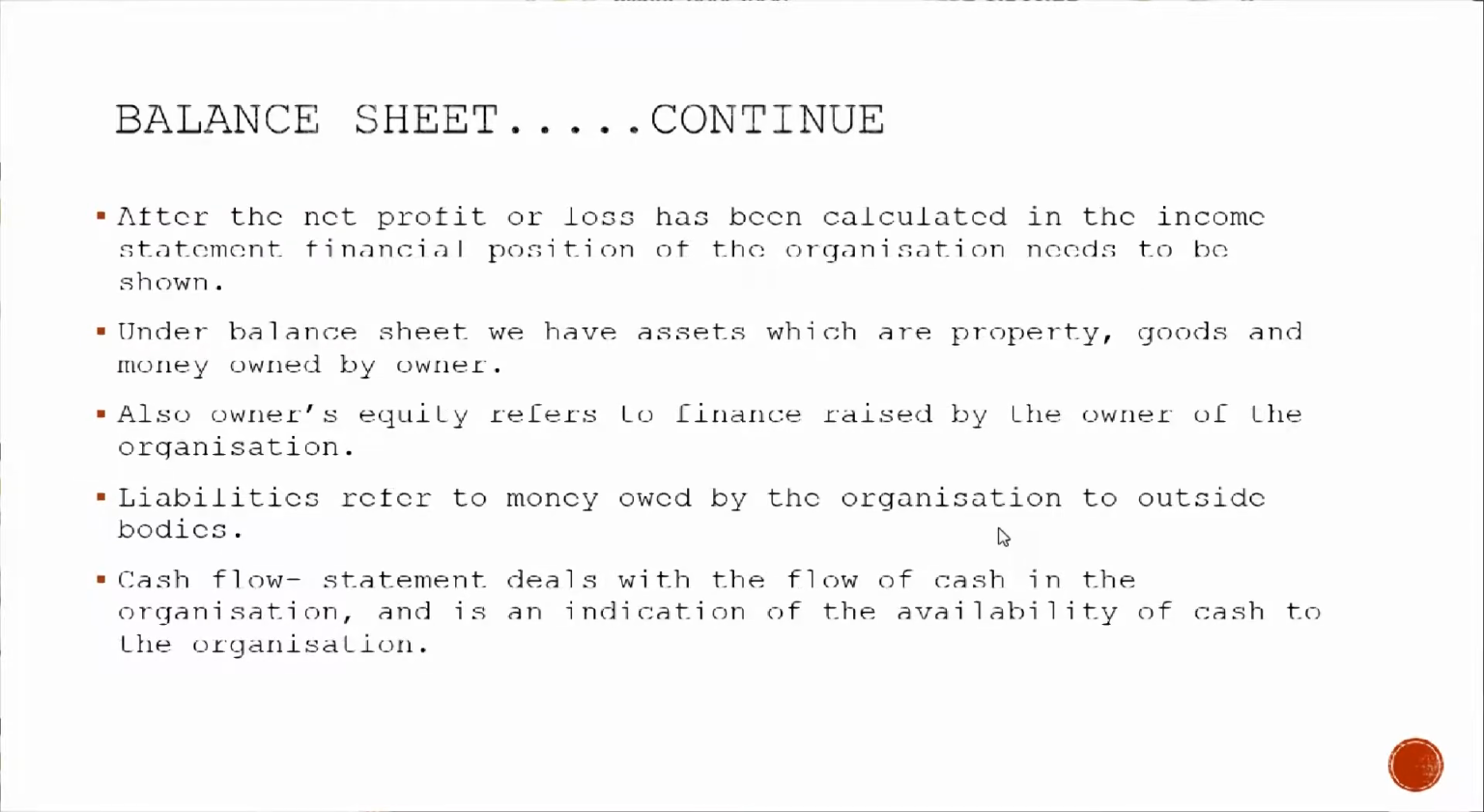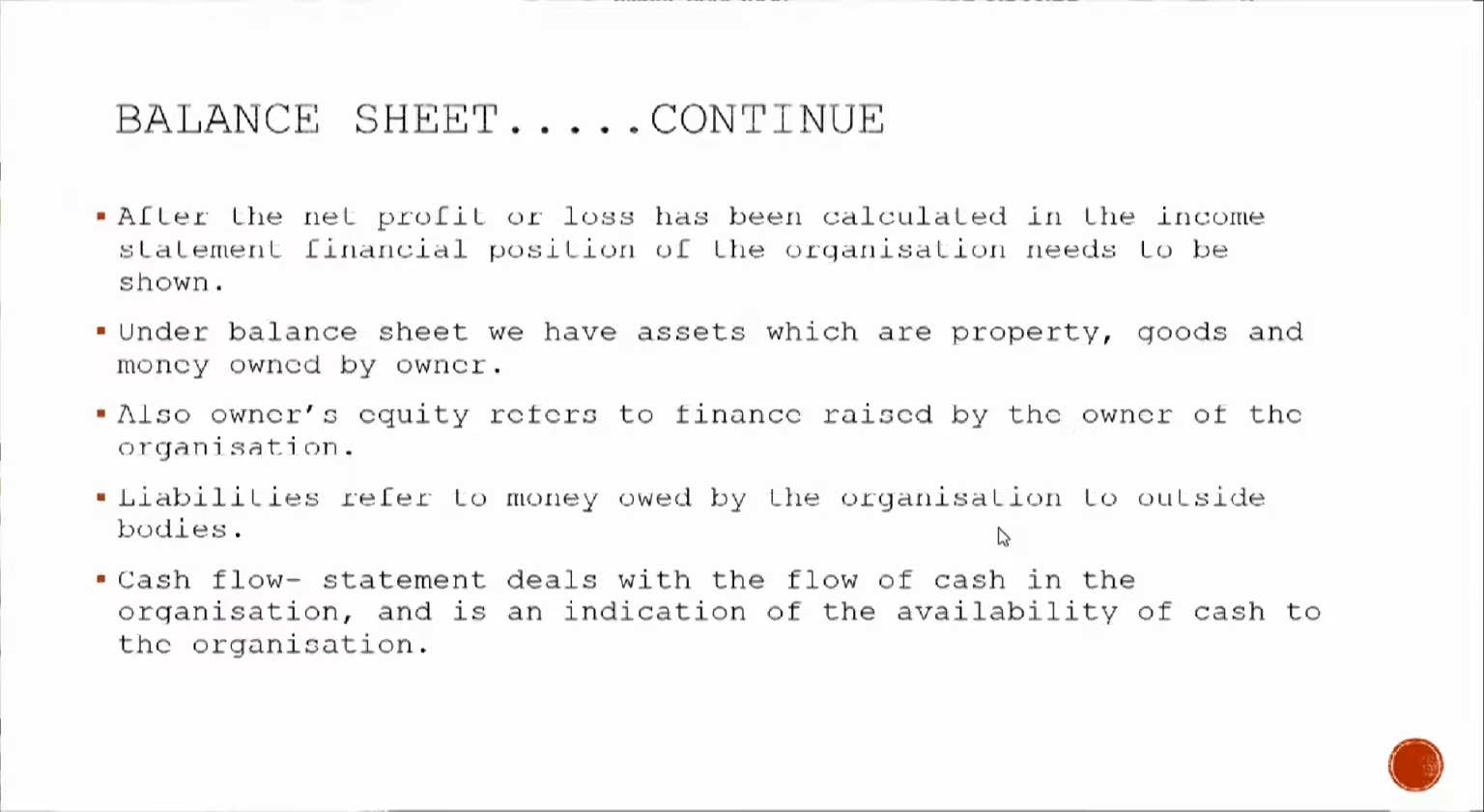Under the balance sheet, we have assets, which are the property, goods, and money owned by the owner. We also have the owner's equity, which refers to the finances raised by the owner of the organization. We also have liabilities, which is the money owed by the organization to outside bodies, which means the organization owes money to other organizations. Lastly, we have the cash flow statement, which deals with the cash flow in the organization and is an indication of the availability of cash to the organization.